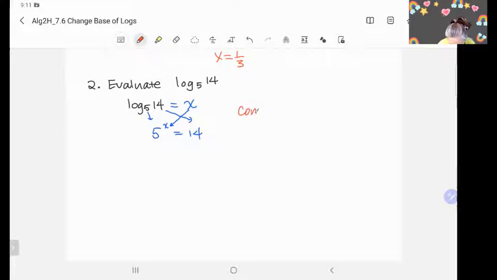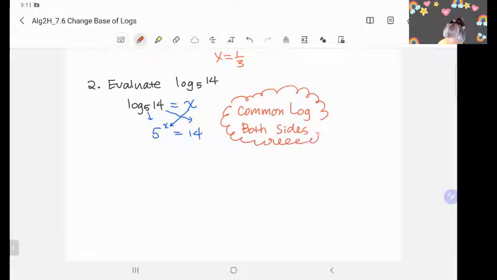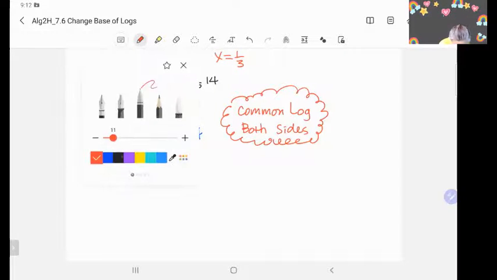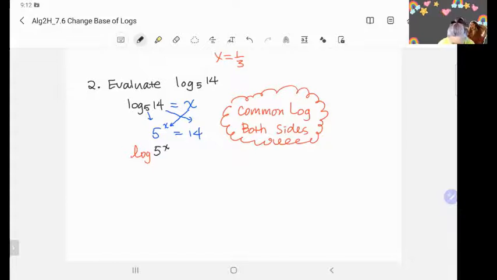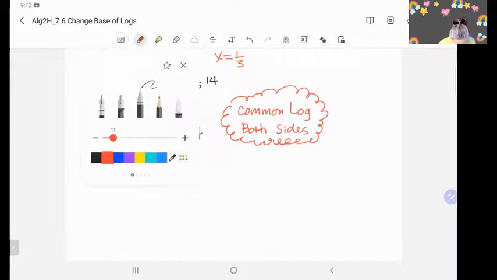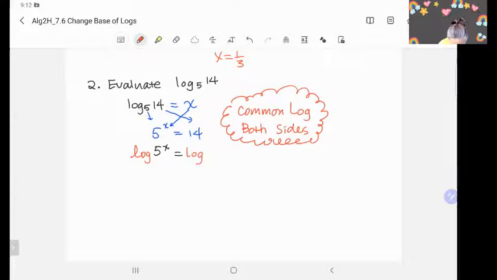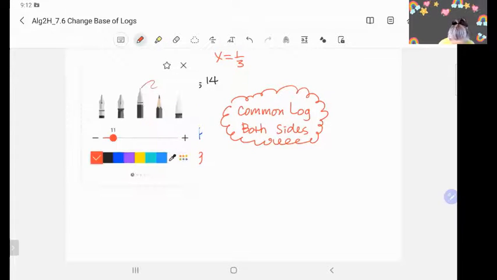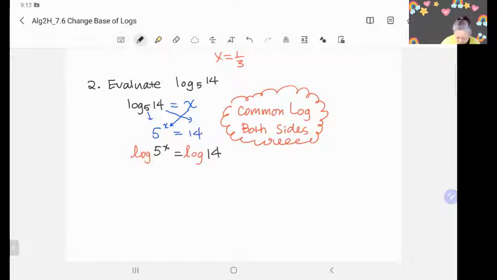So remember, we're doing common log both sides. Common log both sides. So then it's going to look like log of 5 to the power of x is log of 14 now, right?